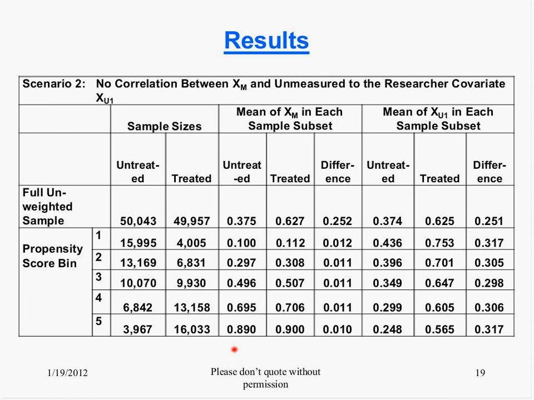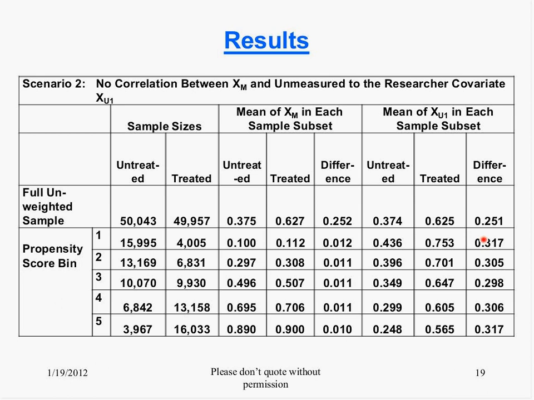If you look at XM, you'll see that within the bins, the difference does exactly what we would expect it to do. Basically, the difference, which was 0.252 in the unweighted sample, goes away when we resample and group people based upon their propensity score based upon XM. When we look at the mean of XU1 across these samples, we find this going in the opposite direction. And so this is the story of our squeezing the balloon.